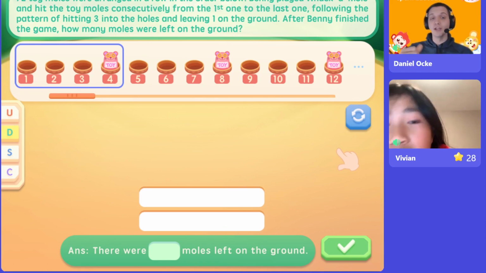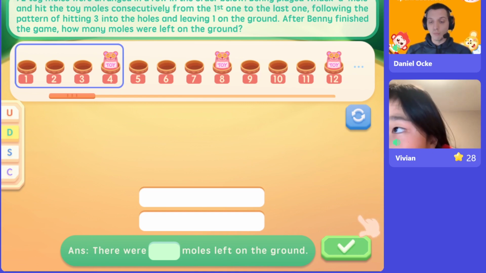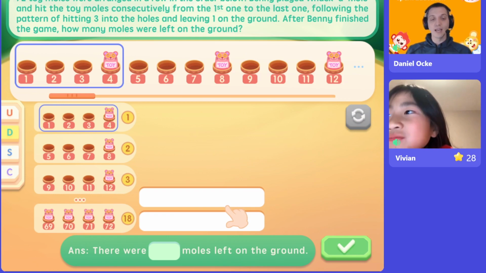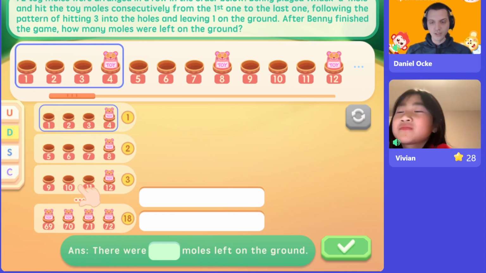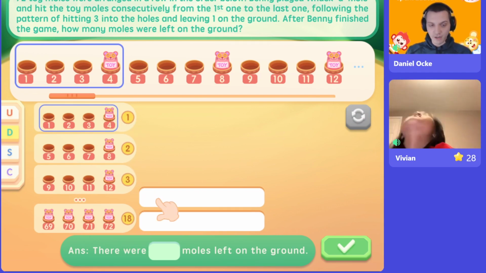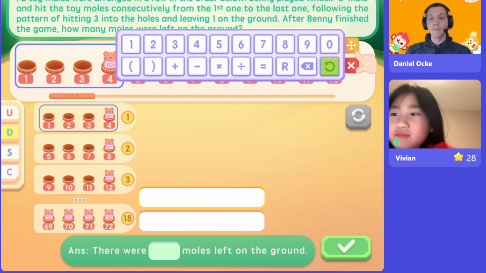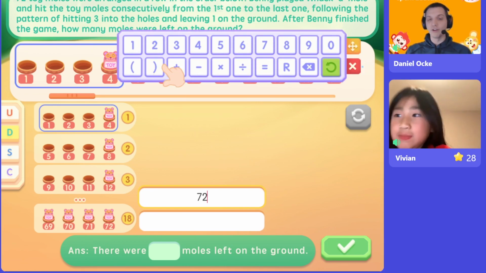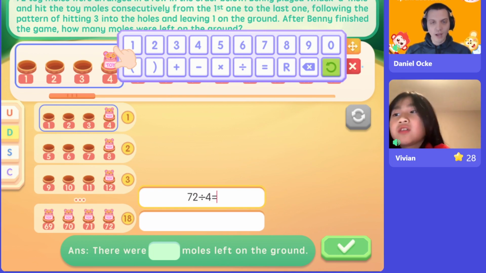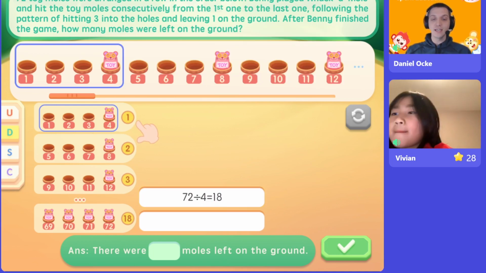If we know how many total moles we have, what we can do is take that and divide it into groups. Remember, each one of these groups was 3 holes and 1 mole, and we have all of these different groups. So if I want to figure out how many groups I have, I know I want to take the 72 total moles and divide that by 4, which is going to give me 18 groups.